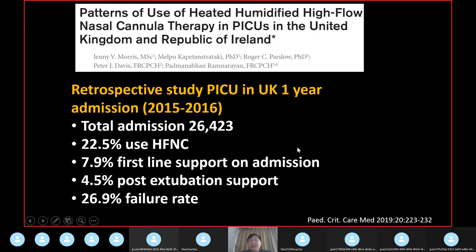So how popular is it nowadays? This is a retrospective study published in 2019, looking at how popular Optiflow, or high flow nasal cannula, is now. This study was done over a period of 1 year in PICUs throughout the UK, right? Total admissions were 26,000, and out of this 26,000, nearly a quarter of them used high flow nasal cannula. That shows how popular it is now, right? Nearly 8% were using high flow nasal cannula in their first admission, okay? And nearly 5% were using it for post-extubation support. We have to remember that the failure rate is also relatively high. Nearly a quarter of them failed high flow nasal cannula, okay?